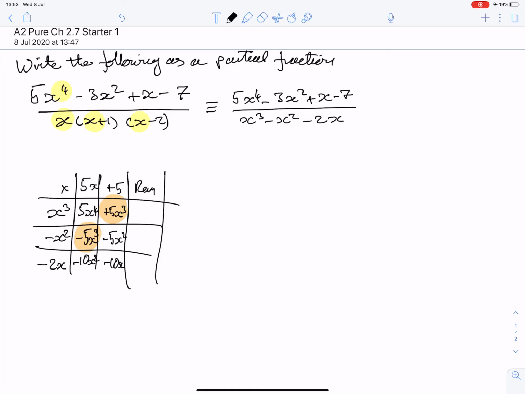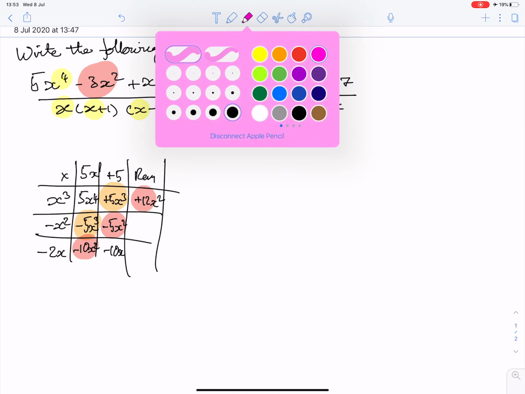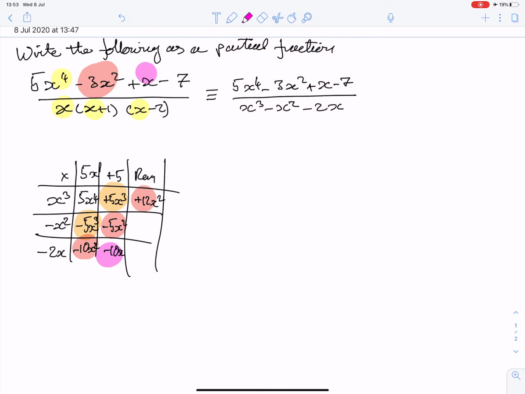Well, let's look at the x squareds now that we've got. We've got minus 10 and minus 5 is minus 15 and we only want minus 3. So this must be plus 12x squared. We've got minus 10x, but we want plus 1x, so this must be plus 11x. And if we look at the units, we need a remainder of minus 7.